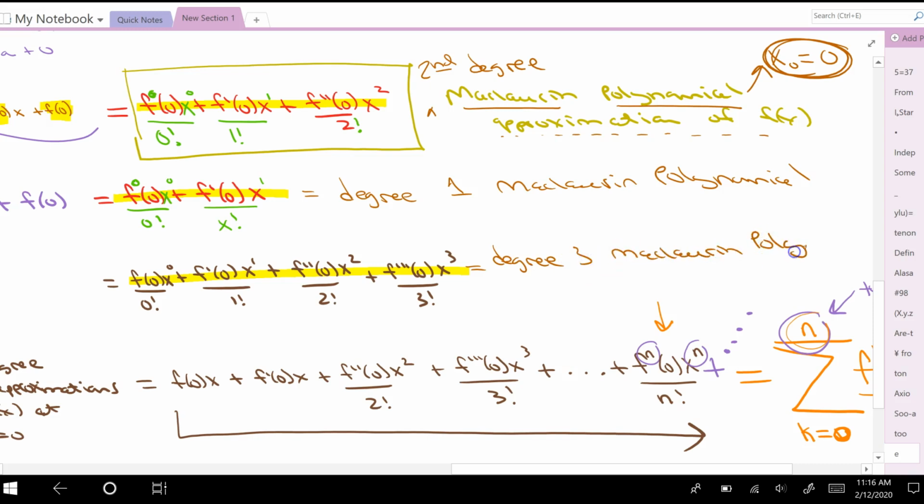Okay, so degree 3, well, the degree number is obvious. This word Maclaurin polynomial just specifies that x naught equals 0.